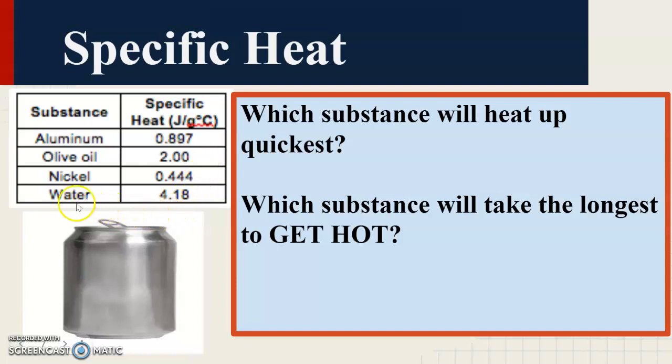And the higher the specific heat, the more time it's going to take to get that substance to heat up. So here we have water with a specific heat of 4.18. That will take the longest to heat up. So your water will take the longest to heat up. And then our lowest value here is nickel with 0.444. That's the lowest number. This one will heat up the quickest, which makes sense, right?